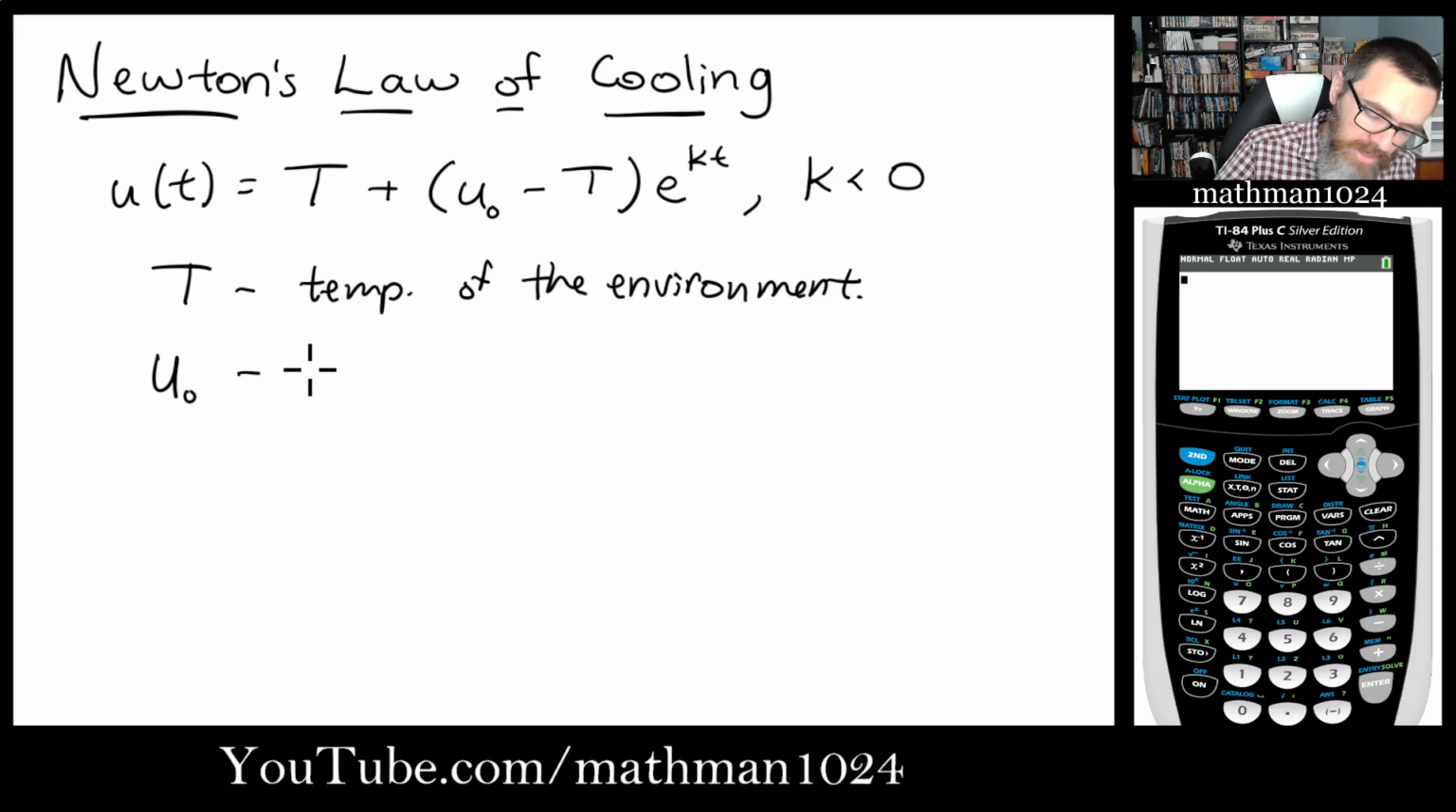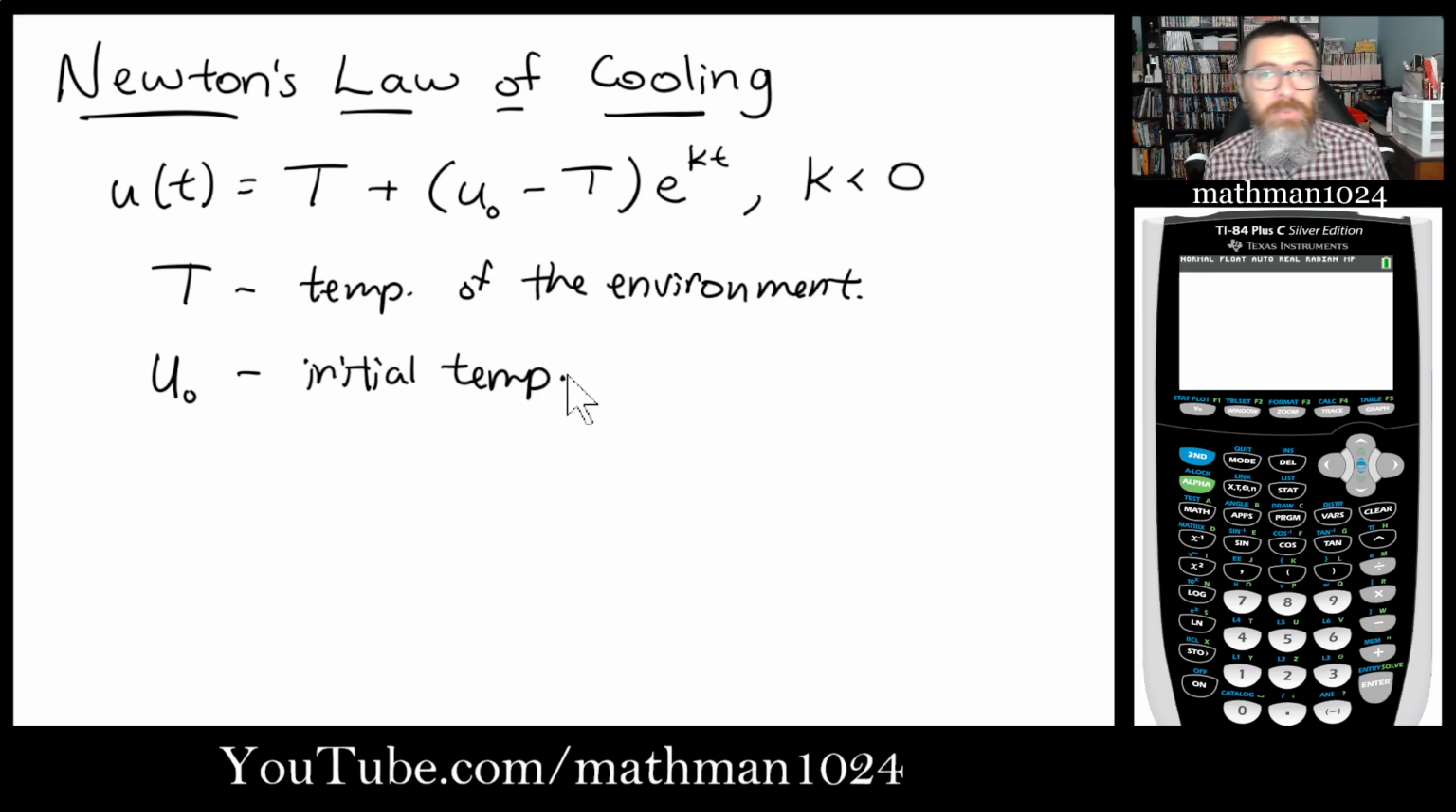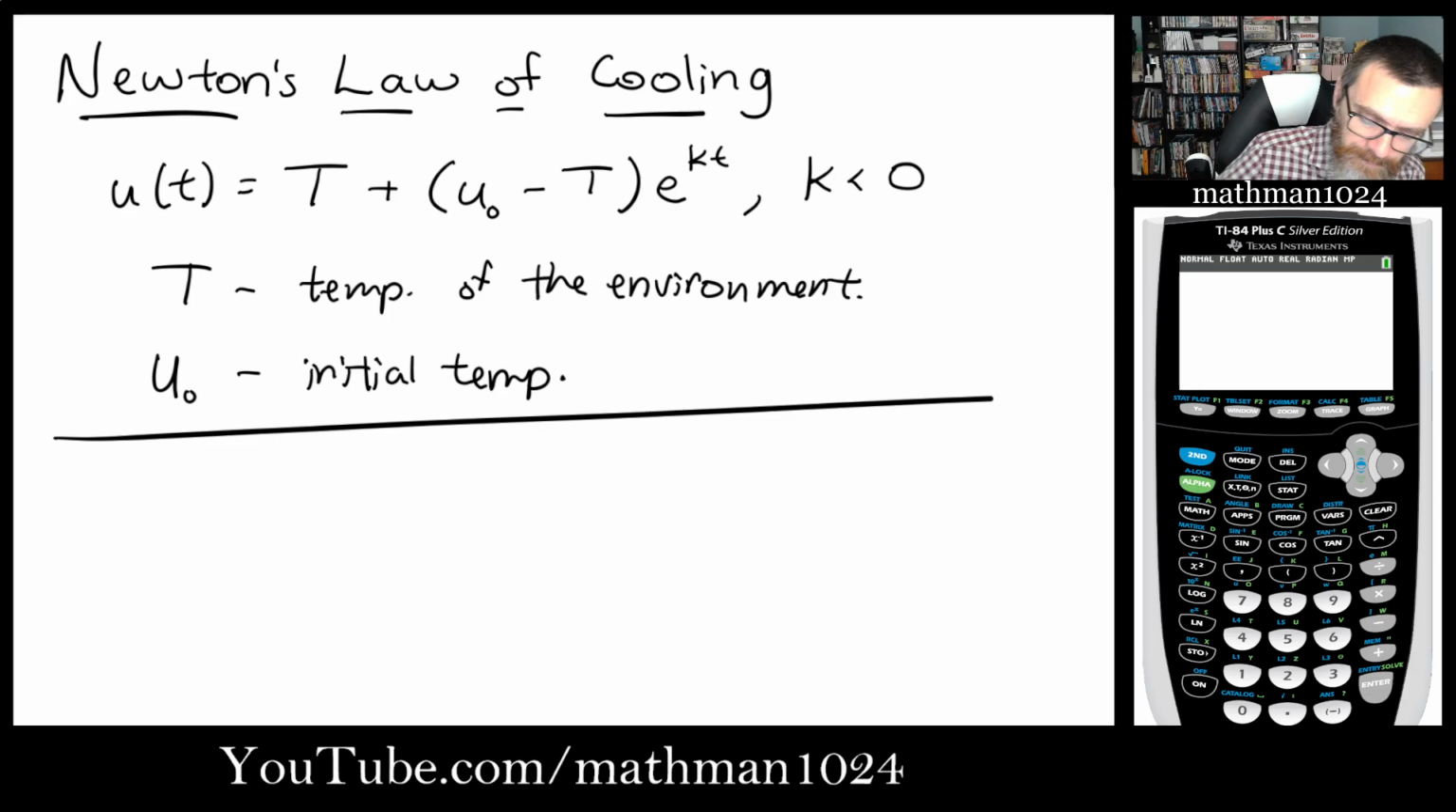And U naught is going to be the initial temperature of whatever the substance is, right? So K is going to be your rate. The lowercase t is time, usually measured in minutes. So we just have to make sure you read the question so you know what it is that we're measuring.